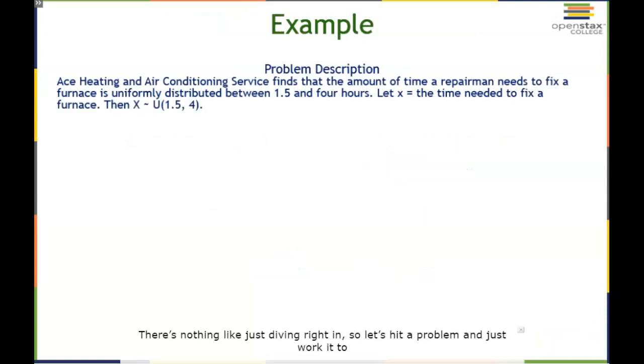There's nothing like just diving right in. So let's hit up a problem and work it to pieces with everything that we need to be able to do for a uniform distribution. Here's our problem description. ACE Heating and Cooling Services finds that the amount of time a repairman needs to fix a furnace is uniformly distributed between 1.5 and 4 hours.